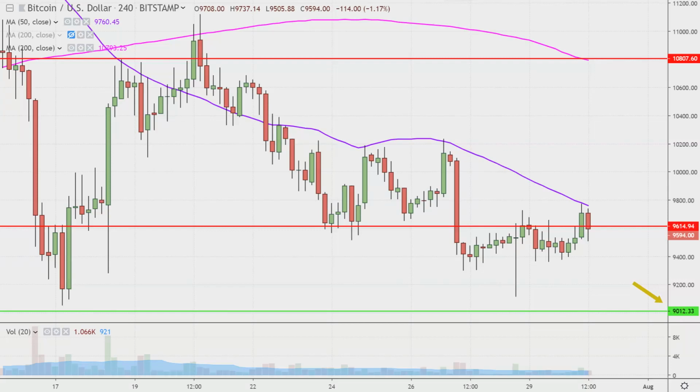But as of right now, yeah, the price has made some movement to the upside, but it all revolves around, can the price actually break above that $9,800 mark, representing that purple line there, the 50-period moving average. So the next 24 hours are looking like they're going to be pretty interesting.